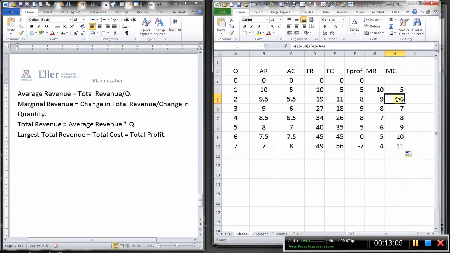So what is this number? Well, look at it. It is 11 minus 5 divided by 2 minus 1. And so that's going to be 11 minus 5 is equal to 6. 2 minus 1 is equal to 1. And 6 divided by 1 is equal to 6. So remember that the marginal cost is the change in total cost divided by the change in quantity. So that's where these numbers come from.